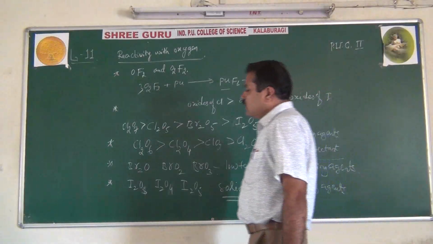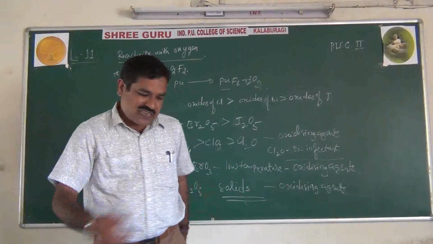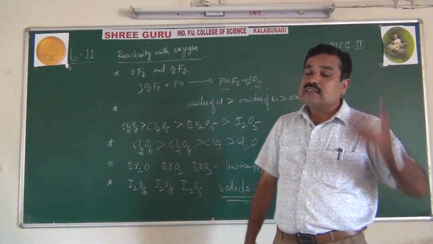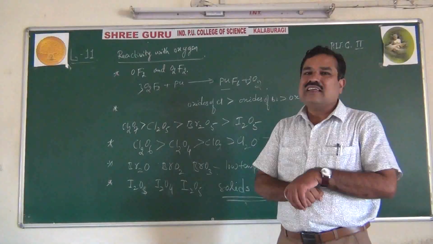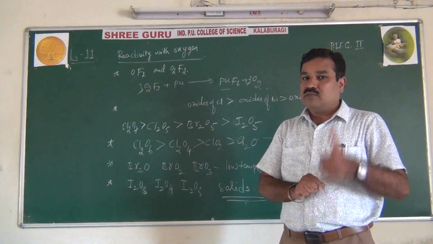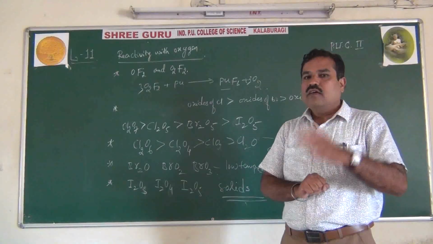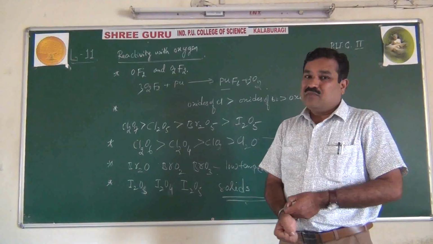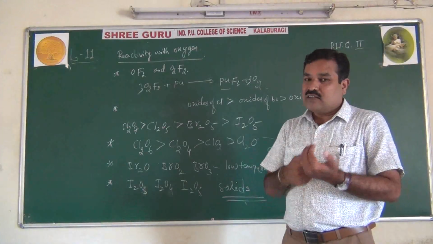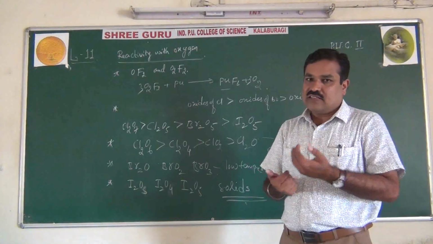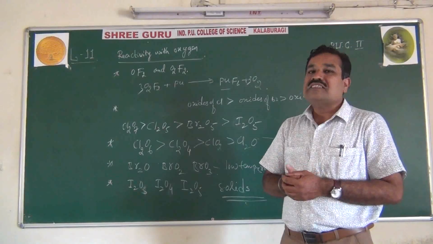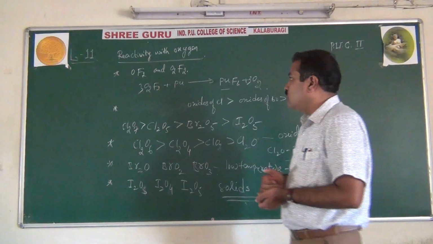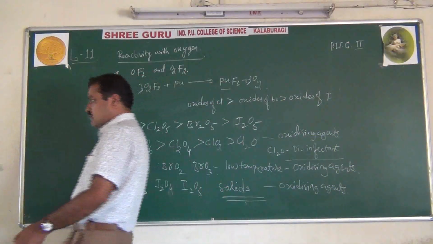Remember, as the oxidation state increases, their acidic nature increases. All these are acidic because they are non-metals: chlorine, bromine, iodine, except astatine. All are acidic in nature. The +7 oxidation state oxides are more acidic than +5, +5 are more acidic than +3, and +3 are more acidic than +1. That's about reactivity with oxygen.